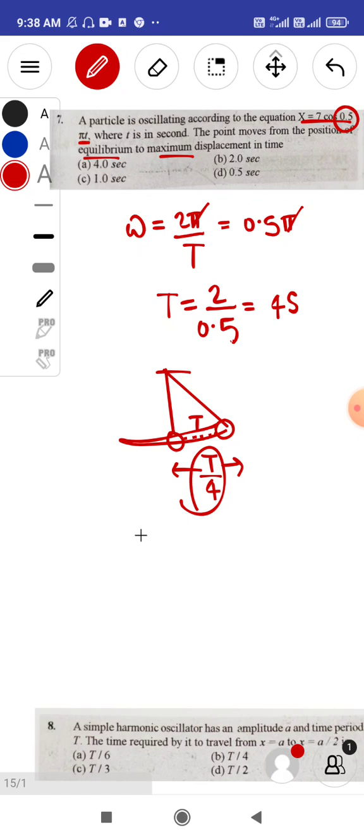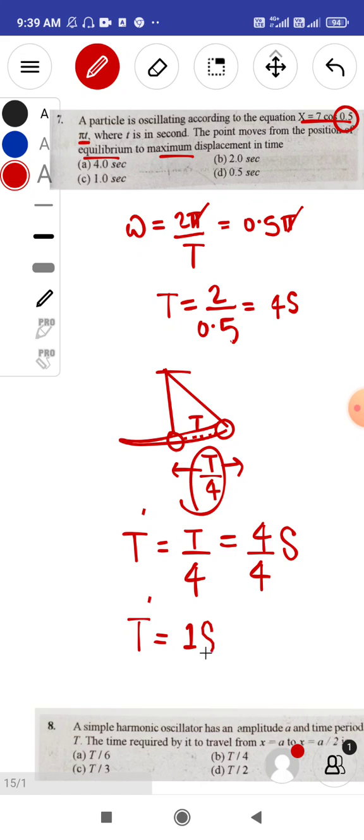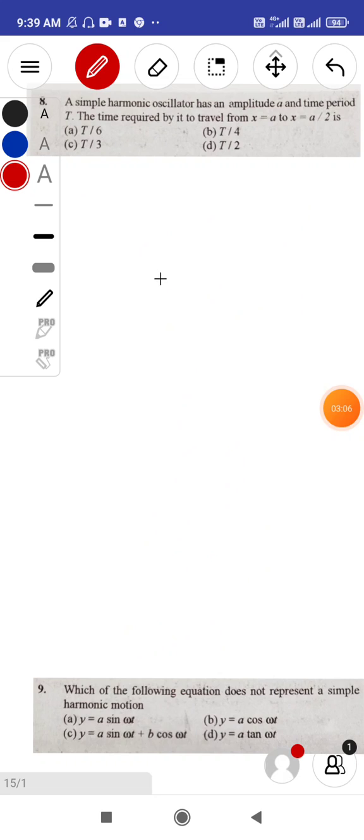Hence the time taken, let us call this T dash, is what they have asked. The point moves from the position of equilibrium to the maximum displacement in time T dash, which is equal to T by 4, which is equal to 4 seconds divided by 4, giving T dash is equal to 1 second. That's the right answer. C is the right answer. 8th question.